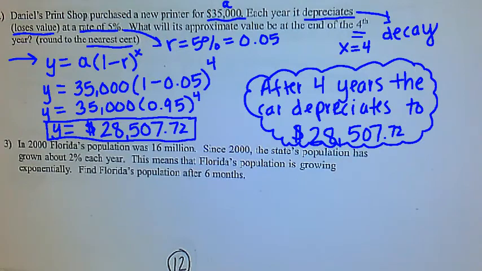In 2000, Florida's population was 16 million. So that's going to be A. Since 2000, the state's population has grown, okay, that's going to be growth, 2% each year. Find Florida's population after 6 months. So this should be a red flag right here because it says months. Okay, so X.